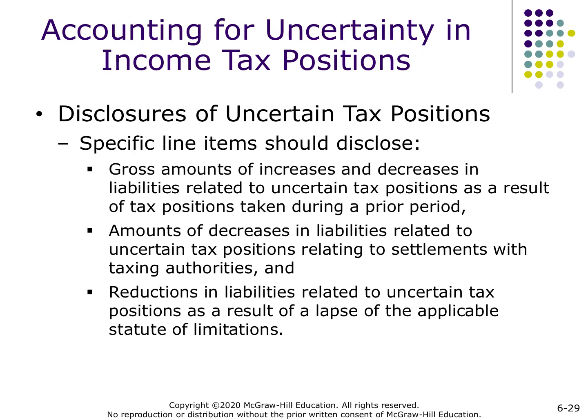Okay, after you have calculated all of your uncertain tax positions, what do you have to disclose? Well, this gives you 3 categories of things. Okay, so increases or decreases as a result of tax positions taken during a prior period. Okay, amounts of decreases in liabilities related to settlements with taxing authorities.